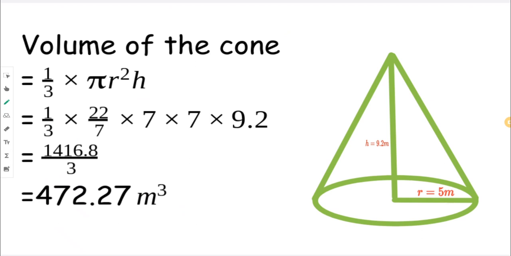Now the last part, they told us to find the volume. Pretty simple, 1 by 3 pi r square h. We know the radius, we know the height, so we just have to put it directly in. Then pi is 22 by 7 into 7, height is 9.2. Then 7 ones are 7. Now when you multiply these, we're going to get 1416.8 divided by 3. When you divide, we get the volume of the cone equal to 472.27 meter cube.